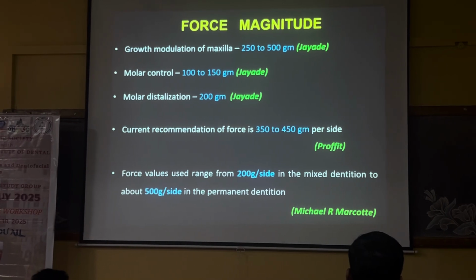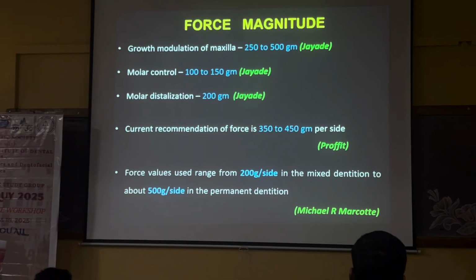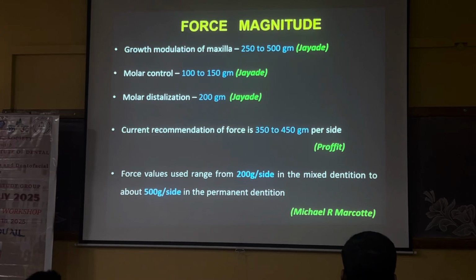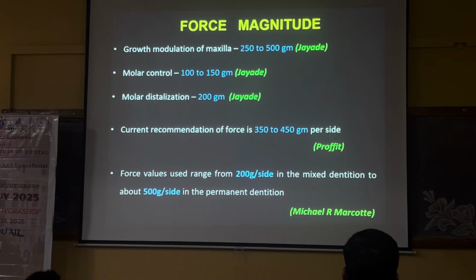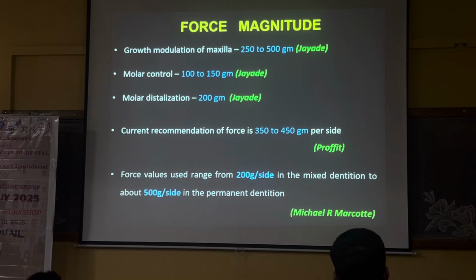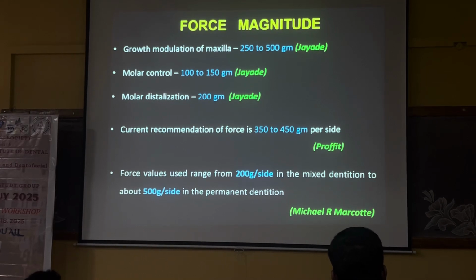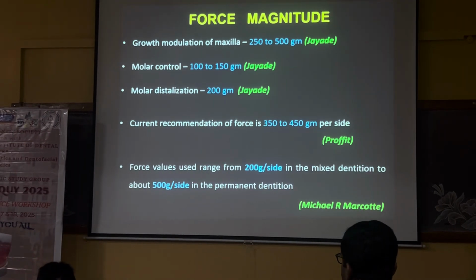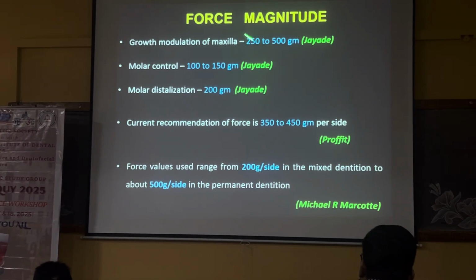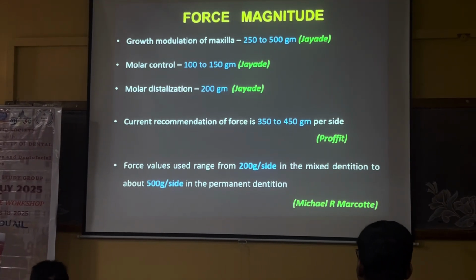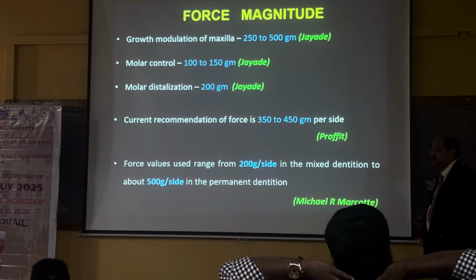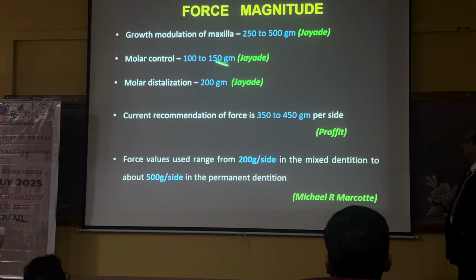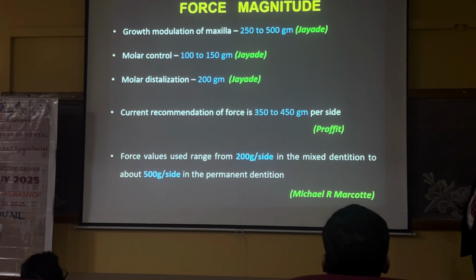The force magnitude is a big controversy. As far as headgear therapy is concerned, all force magnitudes and varying times are a controversy, with different authors telling different values. If you look at Jaday's textbook, he says for growth modulation you need 250 to 500 grams. For molar displacement you need 200 grams.